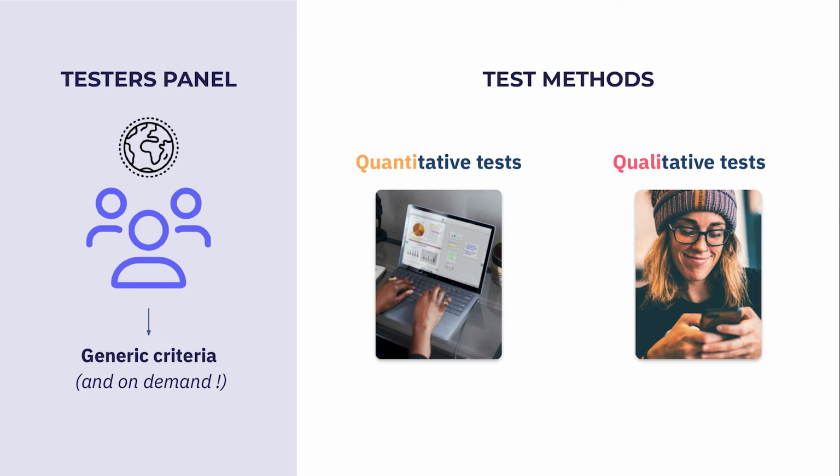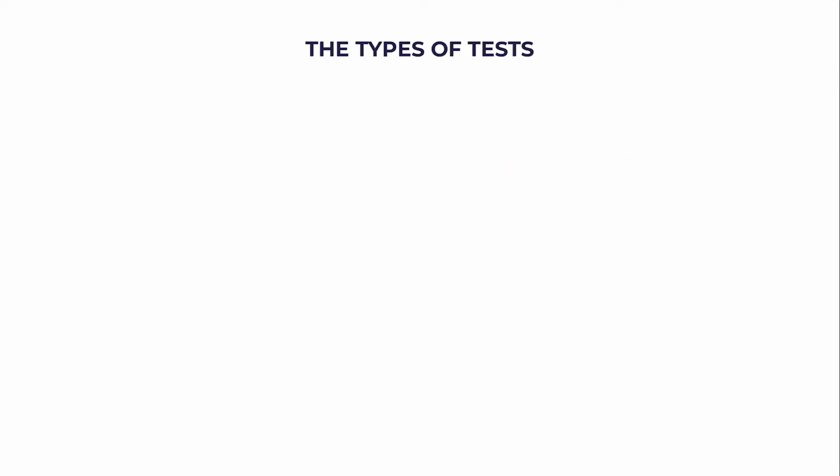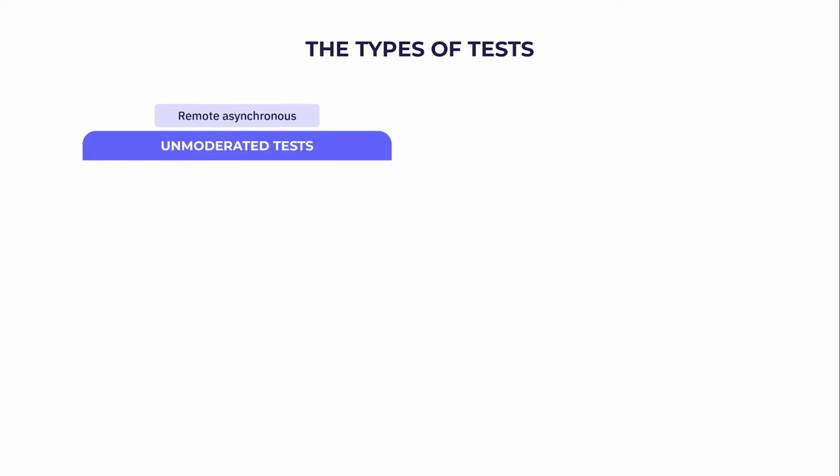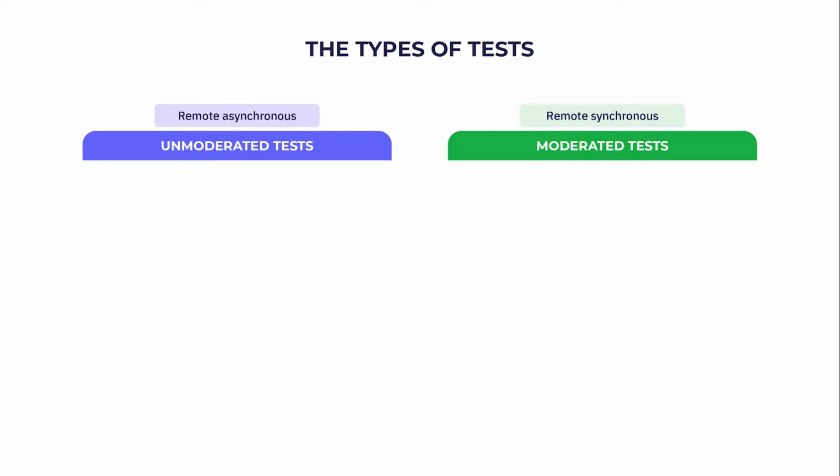Let's describe in detail all the different types of tests that you can set up with Testapic. There are two test methods. First of all, the unmoderated test, where the test launch will be done without moderation. The tester will launch the test whenever he wants and will follow the instructions given without the need of a moderator. And you also have the possibility of launching moderated test. In this case, the tester will connect to a video conference space and will have an interview with a moderator.